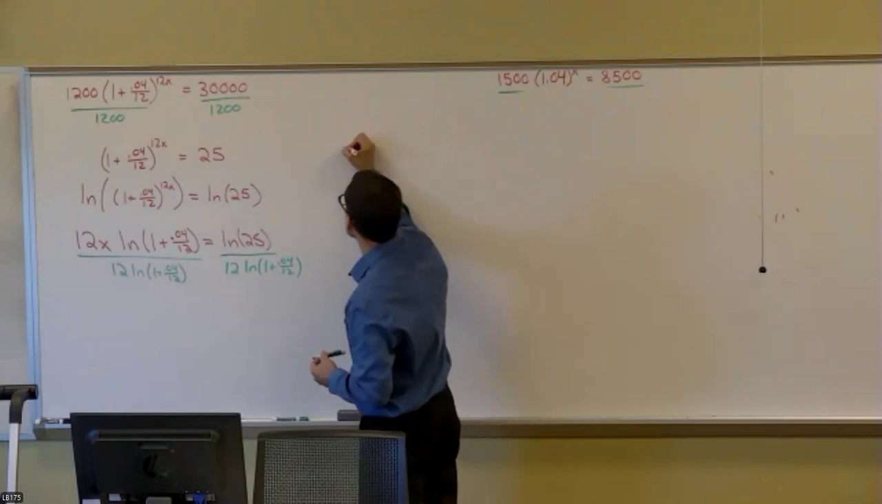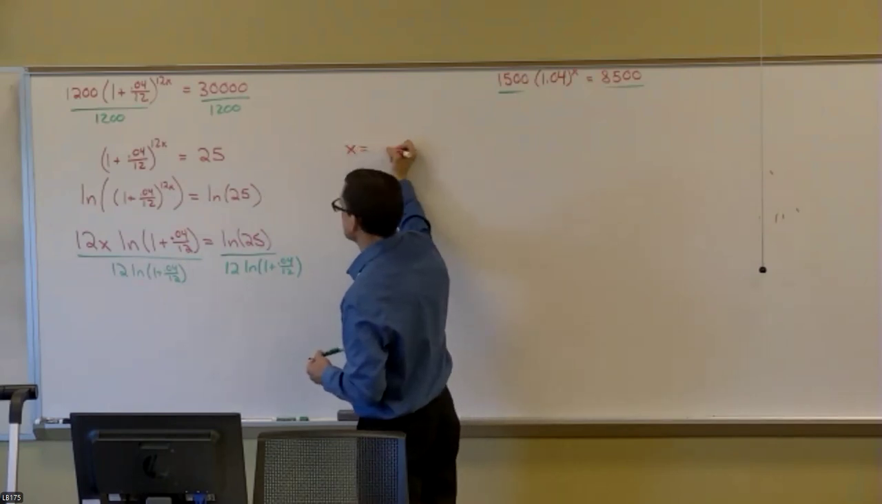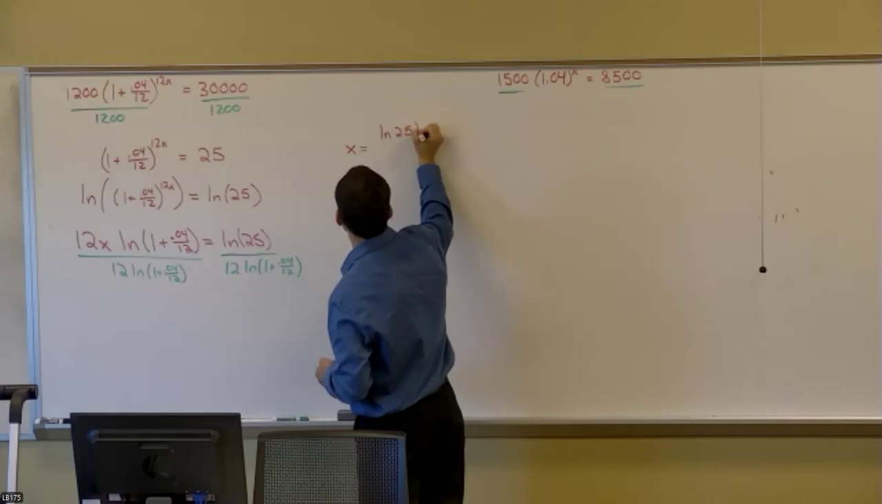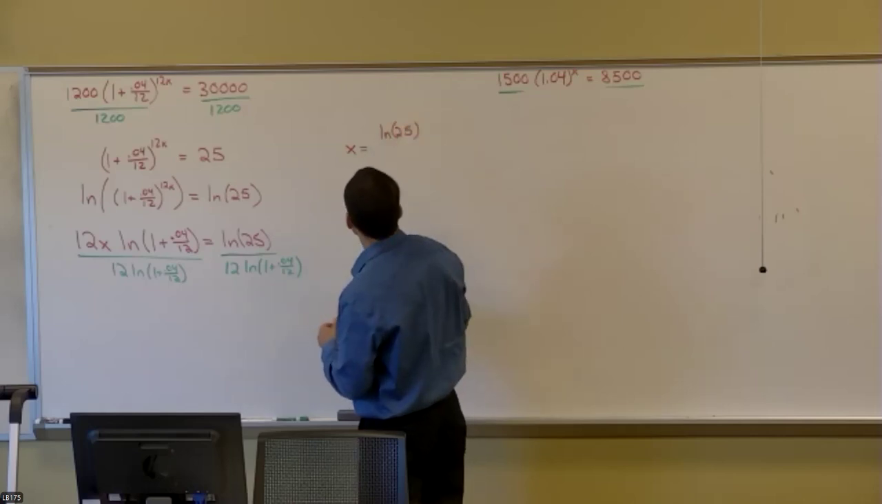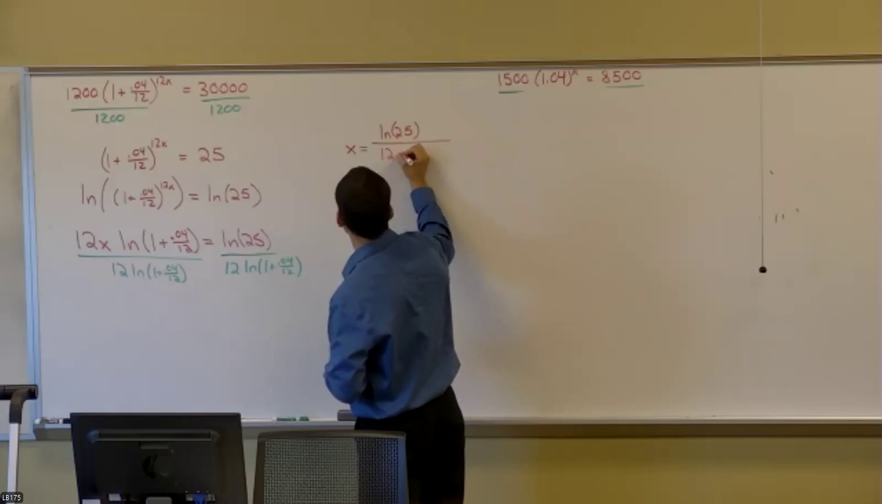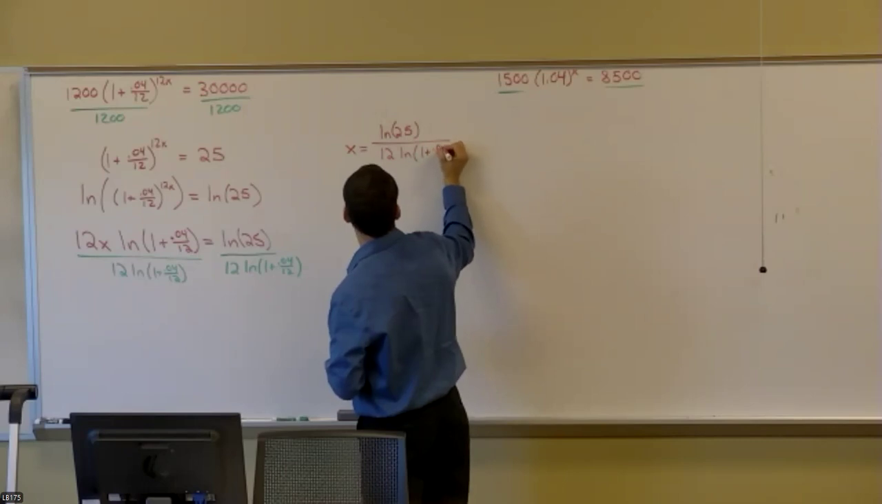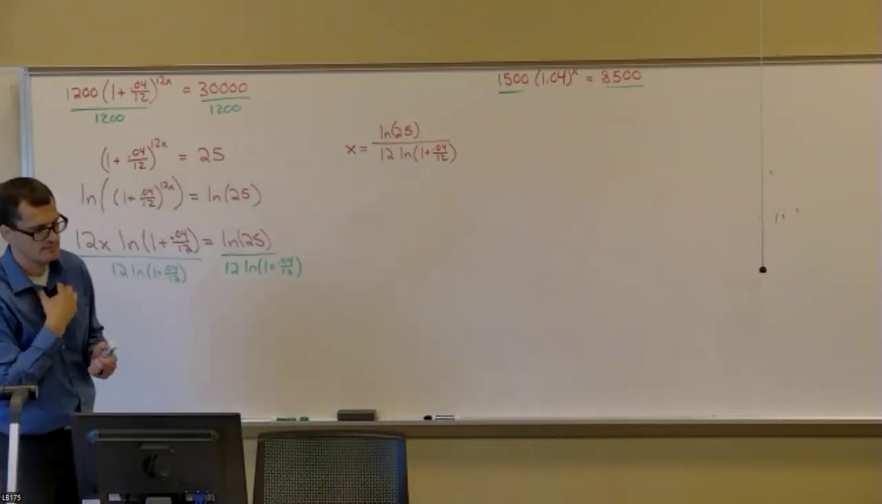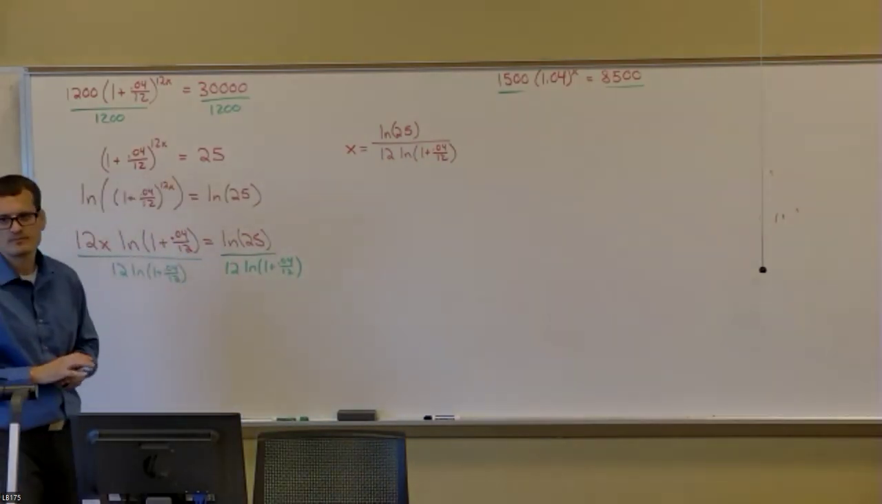And so we get an answer that is x equals natural log of 25 divided by 12 times natural log of 1 plus 0.04 over 12. Does that make sense?